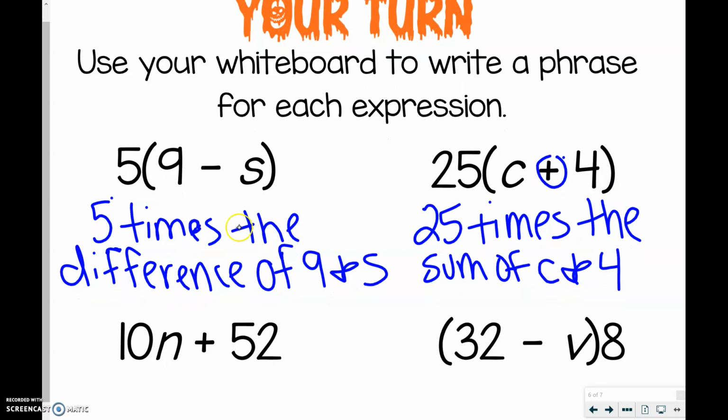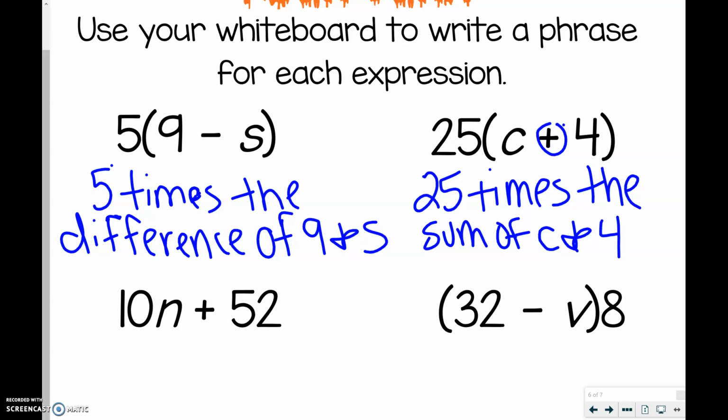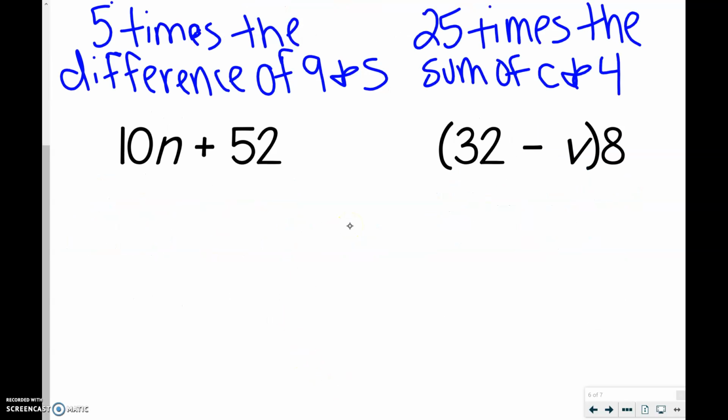Okay, a couple more. Now this one, if you notice, does not have parentheses, so we don't need to say the sum of or the difference of or anything like that. So this one, we can just simply say 10 times n. Now if you want to get all fancy and say the product of 10 and n or something like that, you can, but you can keep it simple too, because these are more complex anyways.